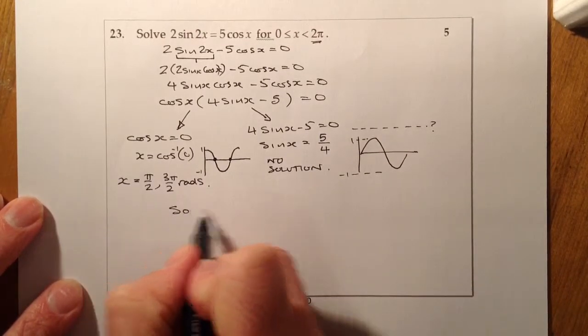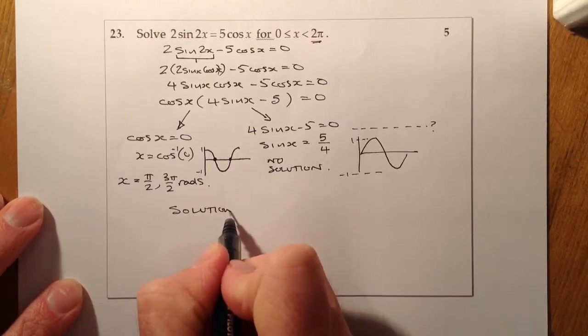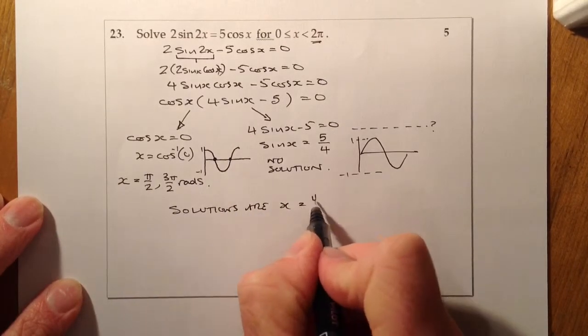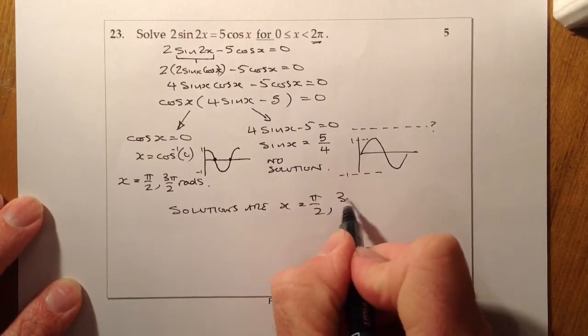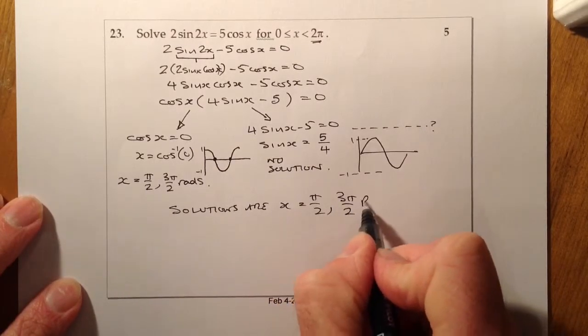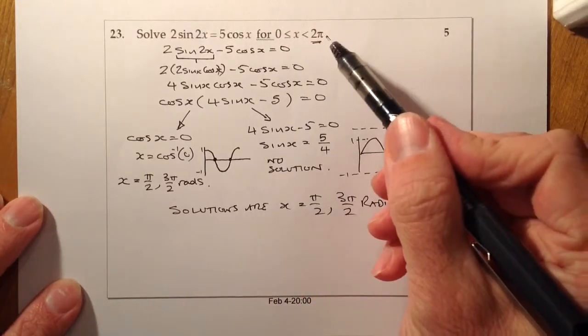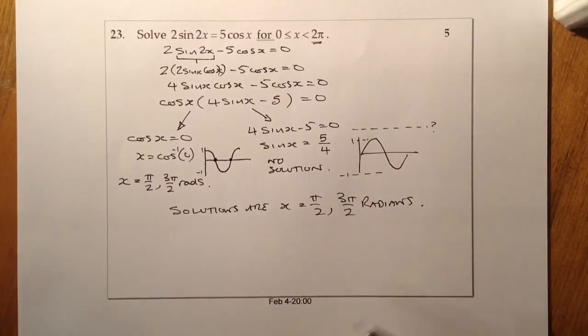So just to tidy it up, the solutions are x is equal to pi over 2 and 3 pi over 2 radians, because I've been asked to do it in radians. You can do the work through in degrees and then change it to radians at the end. That would still get you the marks for this question.